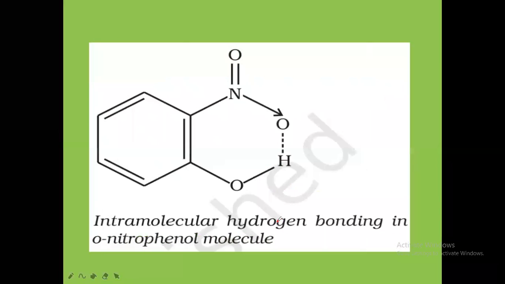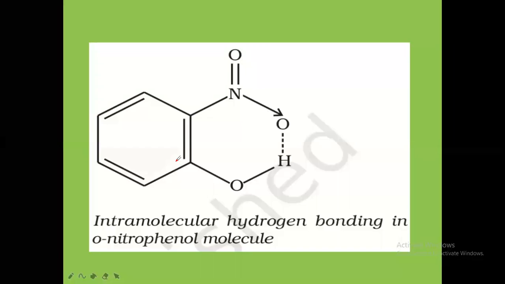And the last important topic is hydrogen bonding. Hydrogen bonding is of two types, as I told you: intermolecular hydrogen bonding and intramolecular hydrogen bonding. Inter means between two molecules, intra means within the same molecule. For intramolecular hydrogen bonding, we have taken an example here. Benzene ring with an OH group is called phenol.